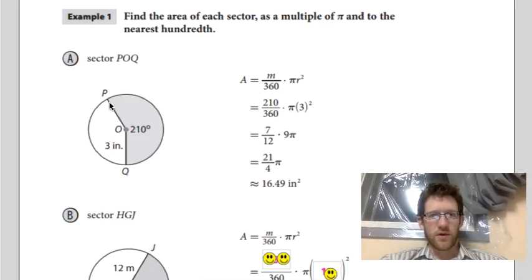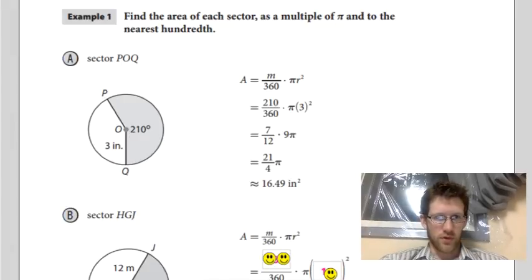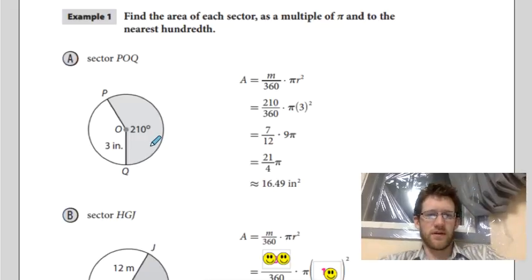We'll do a couple examples, and that's pretty much it. We have sector POQ, so P to O to Q. Note here that this isn't the cleanest, because if it wasn't shaded, you would think that it would be this sector here on the left. So P to O to Q is going to refer to this shaded area. We'll try to make it very clear on all the problems you have coming up.